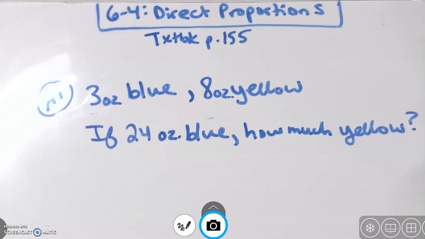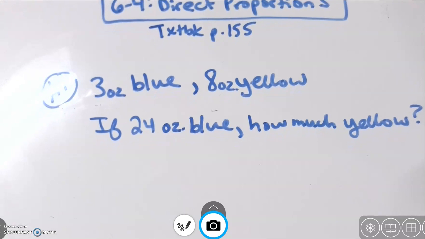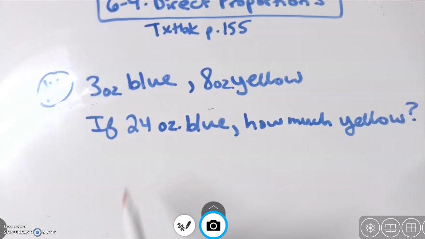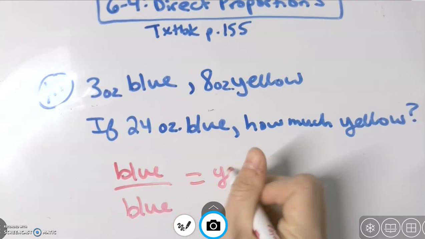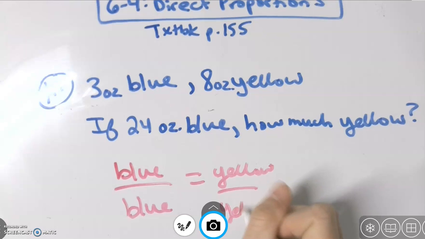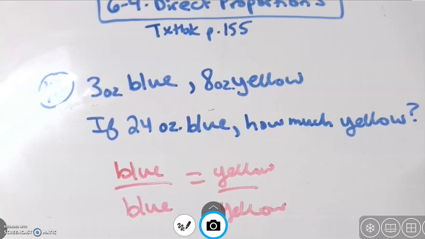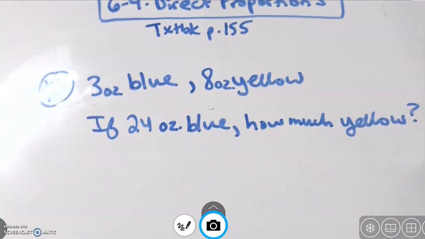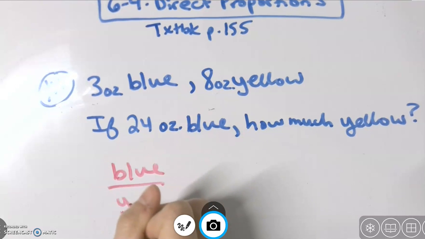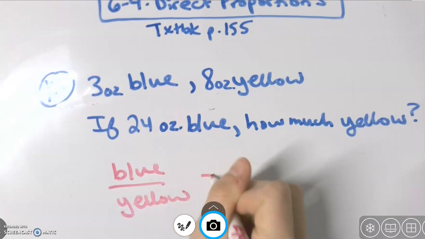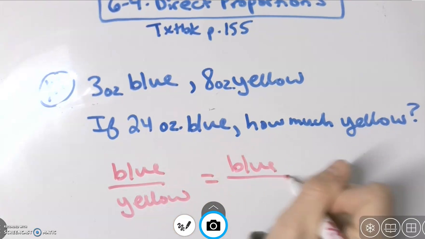So we're going to set this up. I'm going to set up my proportion. Again, I like to do unlike quantities, so I like to do blue over yellow equals blue over yellow, as opposed to blue over blue equals yellow over yellow. Know what I mean? I could set it up like this, blue over blue equals yellow over yellow, and that would be like quantities for a direct proportion. I don't like to set it up like that, so I'm going to do blue over yellow, that just makes more sense to me, is equal to blue over yellow.